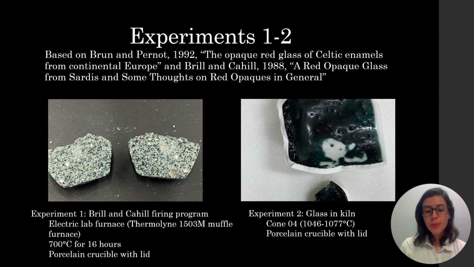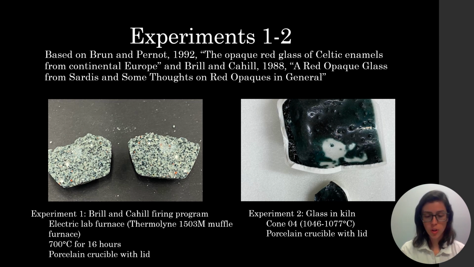Our experiments began in late February of this year, and we have yet to create an opaque red glass. Four experiments have been conducted using the same formula based on the composition of the Montboufflers glass found in Brun and Pernaut's 1992 article. We chose to use malachite as the coloring agent since this is a relatively common mineral. We based the firing program on Brill and Cahill's 1988 publication on opaque red glass from Sardis.